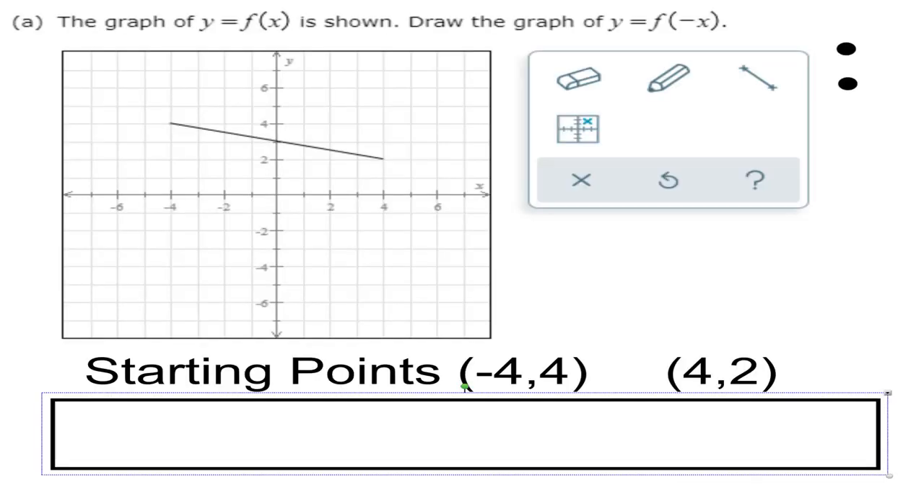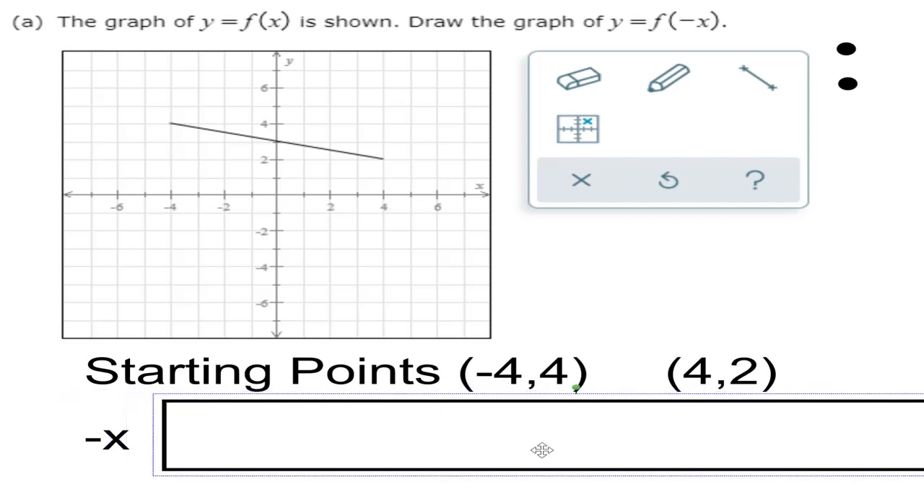Okay, so now we're going to start to look at some problems. This problem is y equals f of negative x. So the negative is inside the parentheses with the x. That means we're going to work with the x values, not the y values. The first thing we're going to do is always write down our starting points. My starting points in this one are negative 4, 4, and 4, 2. And now I'm going to do my transformation to it.